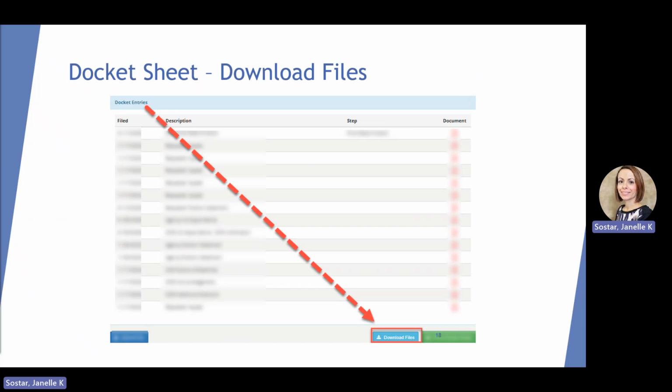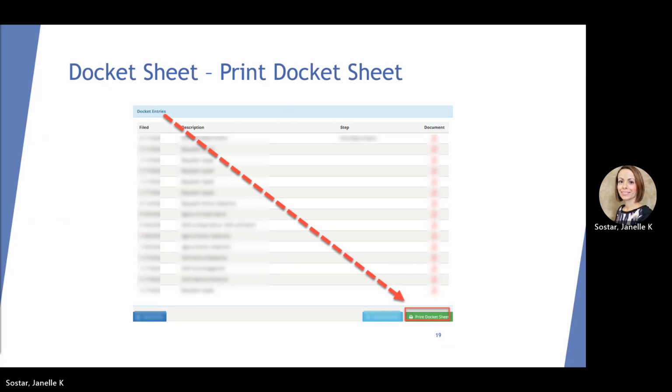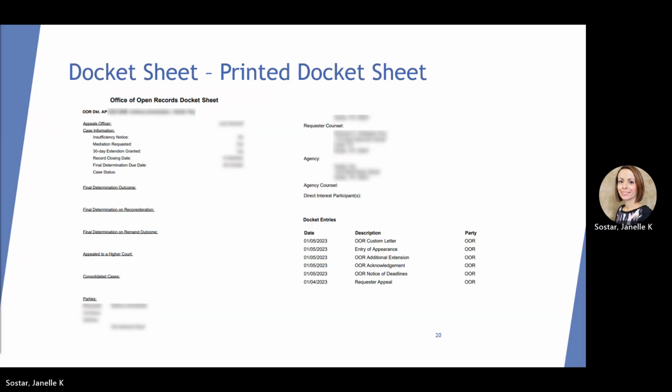A party is able to download, save, and/or print the docket sheet for an individual appeal. The save function allows a user to save a file to a personal device such as a laptop. The print function allows a user to print the entire docket sheet for an appeal. This slide shows an example of the printed docket sheet. This view shows the appeal case information, party information, as well as dates and descriptions of individual docket entries.